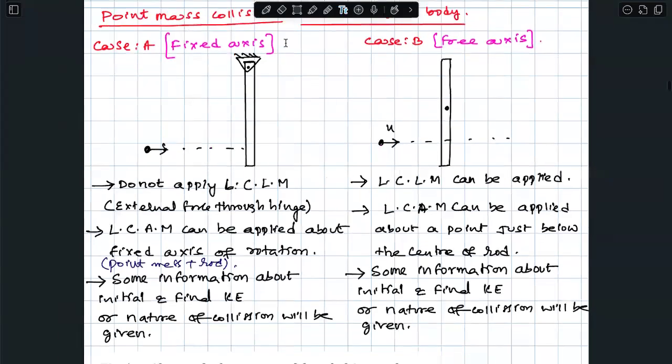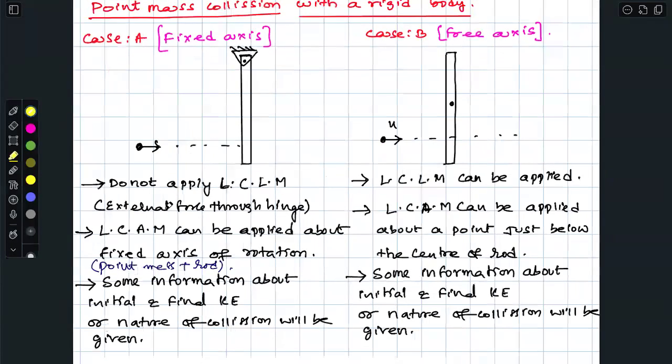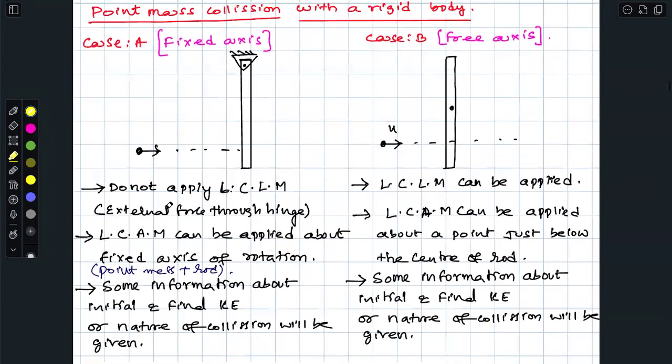So already we know that we have worked on these areas in our last class, but just for clarification, I'm giving a brush up again. Point mass collision with a rigid body is a greater application area in rotational dynamics. You take case A, which is a fixed axis system. Now, in a fixed axis situation, please remember, do not apply the law of conservation of linear momentum.